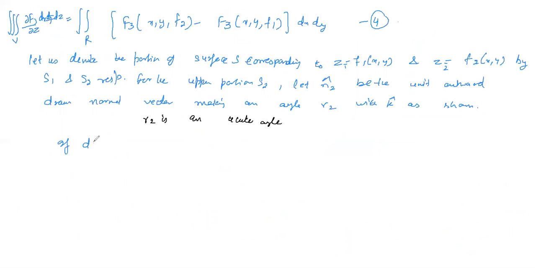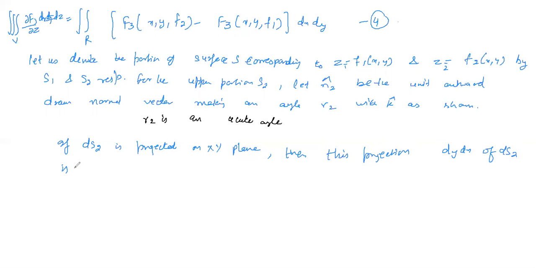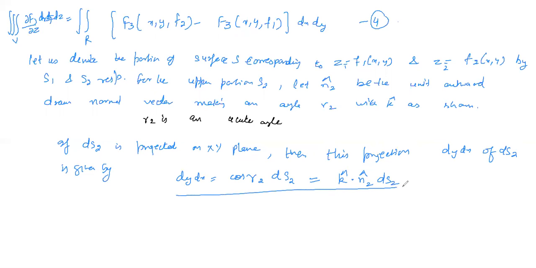So if dS2 is projected on xy plane, कि अगर हम dS2 की प्रोजेक्शन कंसिडर करते हैं xy प्लेन में, then this projection क्या आएगी हमारे पास, dy dx आएगी ऑफ dS2 की, इज गिवन बाय, उसकी वैल्यू हमारे पास क्या होएगी, dy dx = cos gamma 2 into dS2. Now by using the formula for projections we get this value is equal to k cap dot n2 cap into dS2. So call this equation number 5.